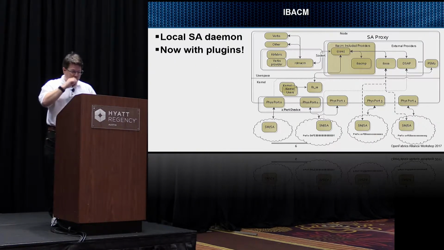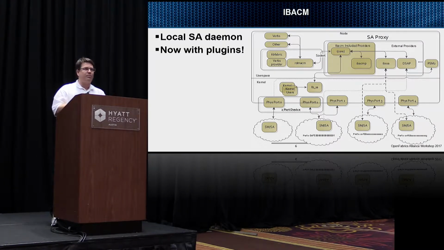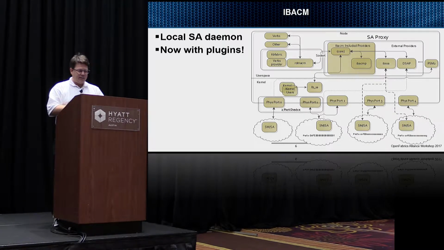So local SA daemon, and I presented the proposal to do this work a couple of years ago, and I used this same diagram. It's been modified slightly to update for some real plugins. The core Ibacm provides a default plugin. It provides very much the same functionality as it always has. There's been some enhancements to that. Then there's an IBSSA plugin, and as I said, I'm not sure where that stands. I looked at the GitHub for it, and it looks like it hasn't been updated for a couple of years.